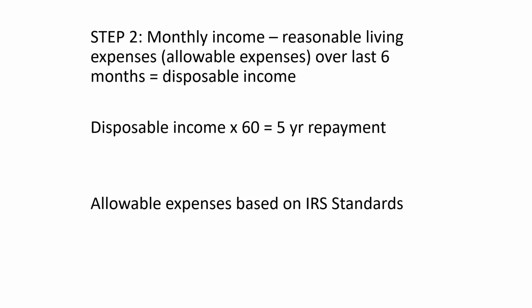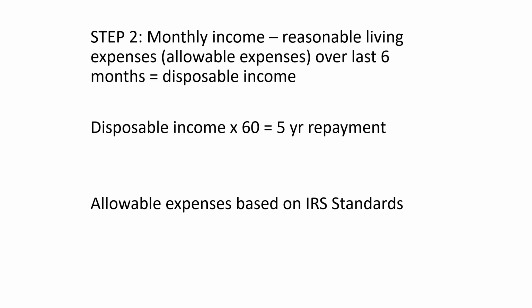In Step 2, monthly income, we're taking your monthly income and subtracting your reasonable living expenses over the past 6 months. Things such as rent, groceries, clothing, medical costs, they all make up what's called the allowable expenses. And what's left after allowable expenses is deemed disposable income that could be put towards paying off the debt. So you multiply this number by 60 because we use 5 years for Chapter 13. I'll get to Chapter 13 in a minute, but our 5-year cutoff for repayment.